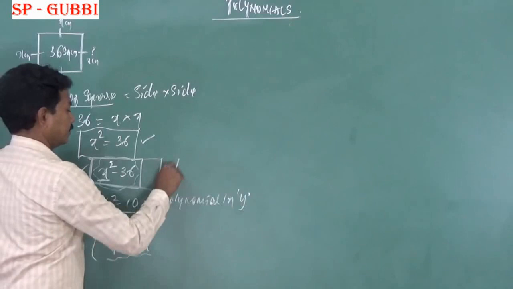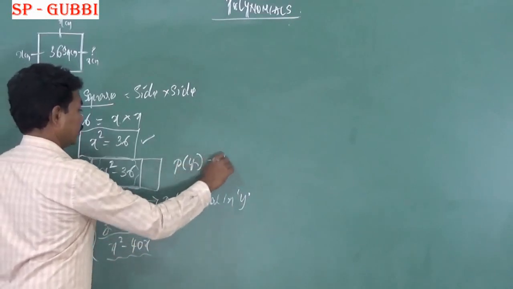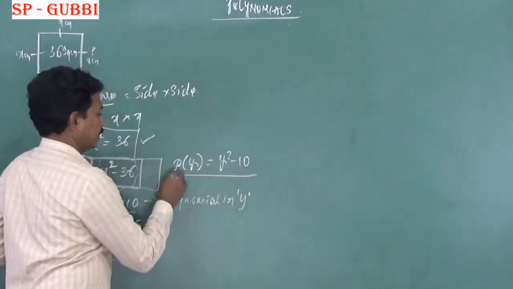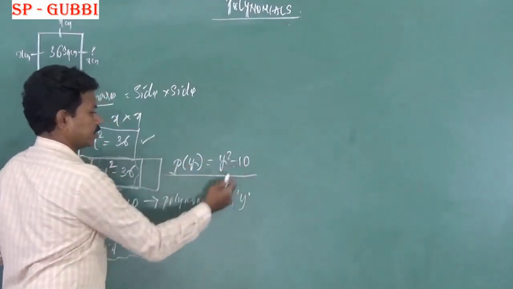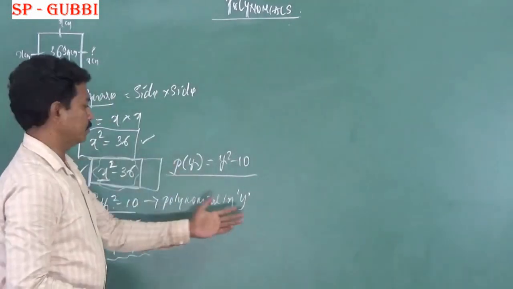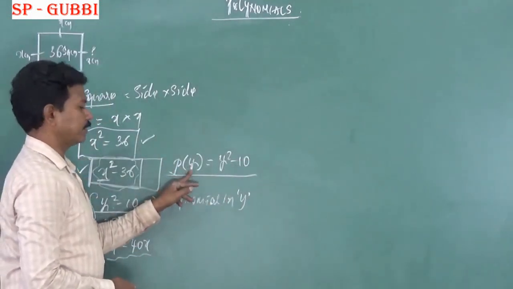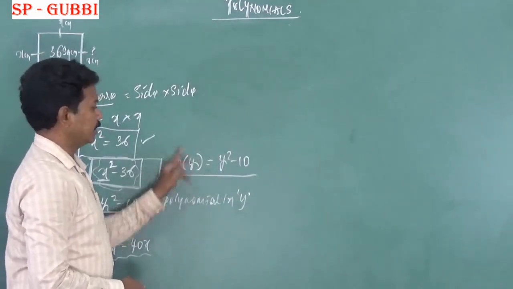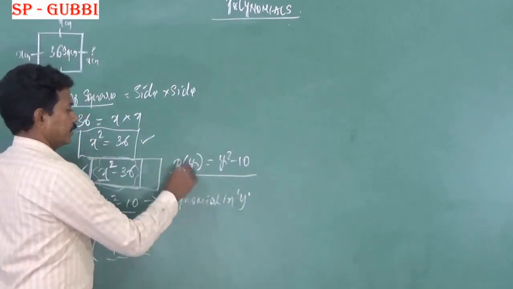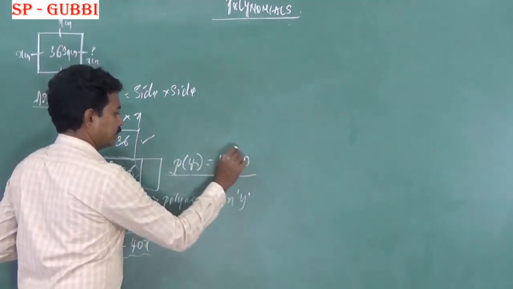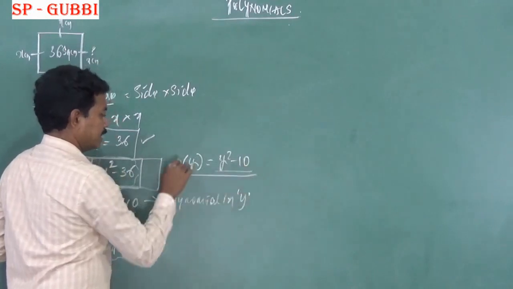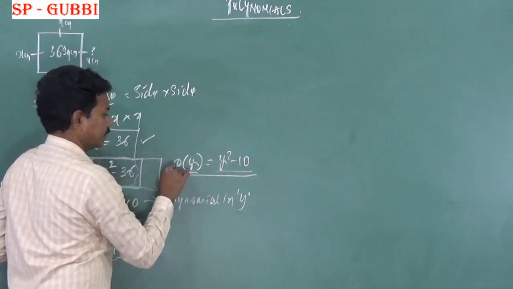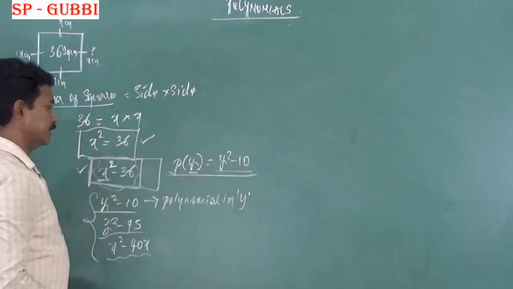This can be written as p of y is equal to y square minus 10. This is how we can represent the polynomial. Here p stands for the identification of the polynomial. We identify that polynomial through p, and inside the bracket we have y, and this y indicates which particular variable is involved in that polynomial. So p of y is y square minus 10 means y square minus 10 is the polynomial named p, and the variable involved in that polynomial is y.